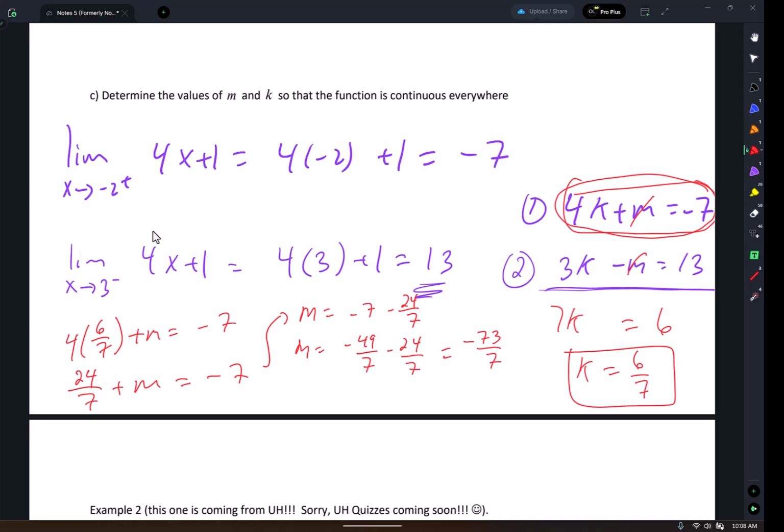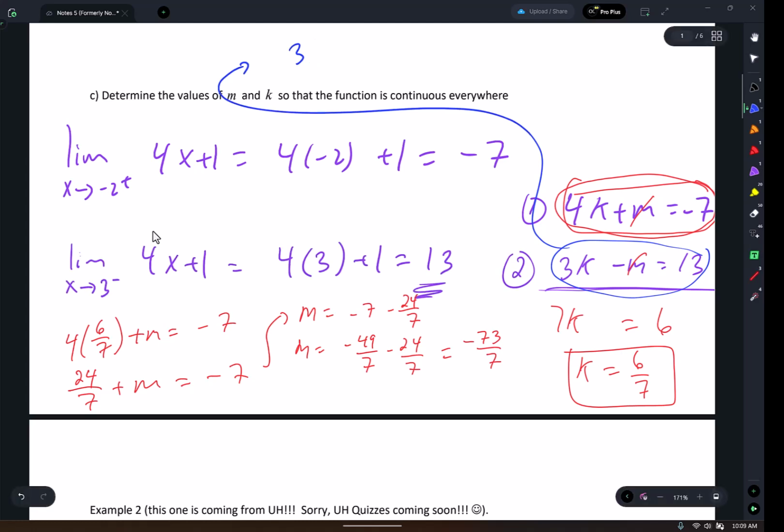It should be the same m if I were to use equation 2. Should we just try it just for kicks? Okay, let's just try it. Oh, well then that means this is all wrong. Because I need to find, their k and your m have to be the same. All right, let's see. 3k, which we already know what the k was. K was 6 over 7. Minus m equals 13. I'm just going to move these two like that.